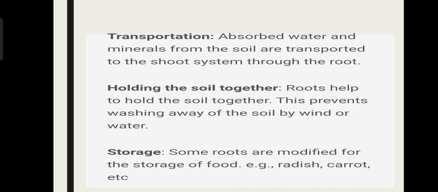Holding the soil together. Roots help to hold the soil together. This prevents washing away of the soil by wind and water. Storage. Some roots are modified for the storage of food. Radish and carrot are storage roots.